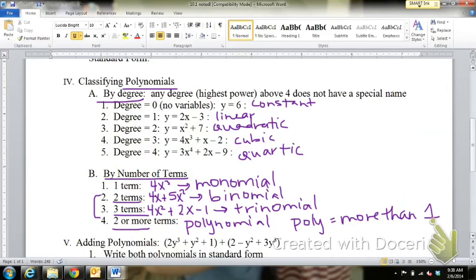Okay, so it's a lot of words to remember, but you're going to have to classify them in 2 ways. So you're going to give each of these 2 names on the assignments. Okay, so pause the video before moving on.